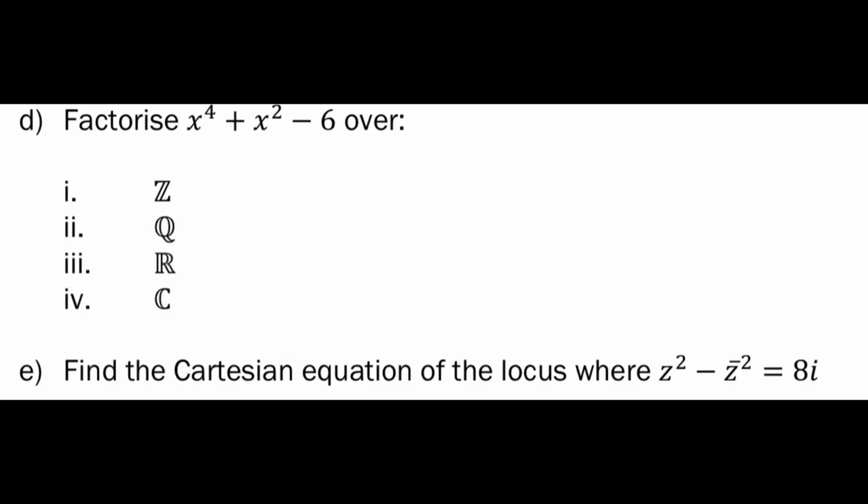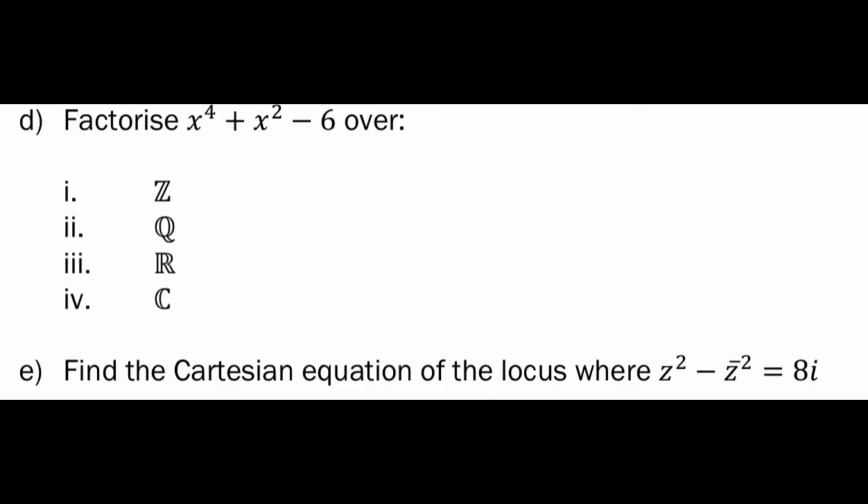In this video I'm going to work through the second of the two questions in this screenshot, which is part E, and that reads, find the Cartesian equation of the locus where z squared minus z bar squared equals 8i. So effectively we'll have a complex number z. We want to know the locus that complex number would follow in the Argand plane. And here we're specifically being asked just to find the Cartesian equation of z.